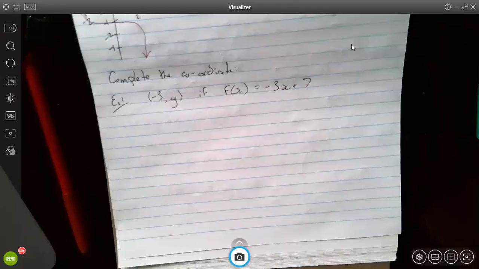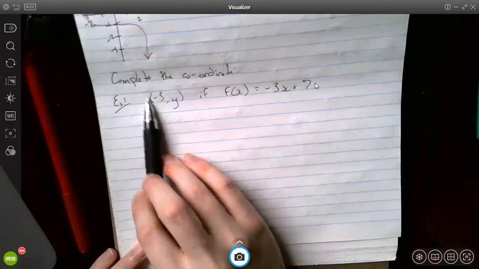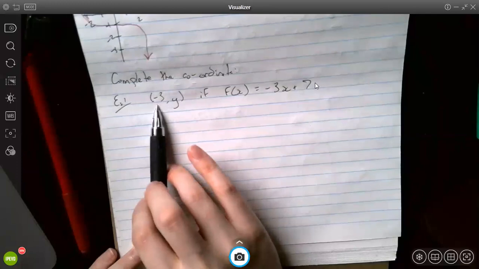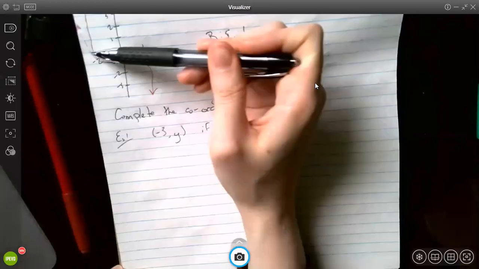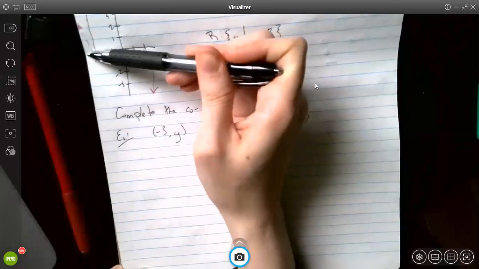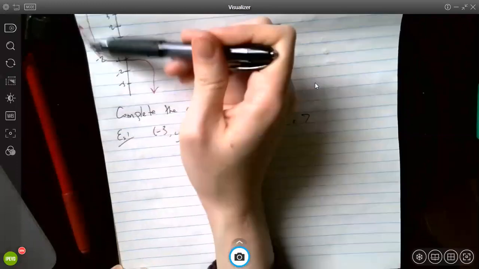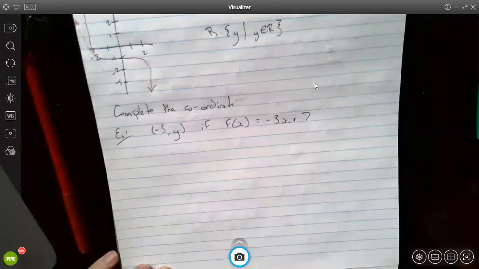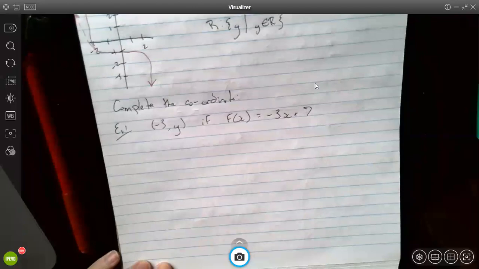Okay, so the next thing that we have to do is something called complete the coordinate. Essentially, you'll be given an XY coordinate where you know either your X or Y value and you don't know the other one. Now, if I had a graph to go along with this, I would just read it right off the graph. I would find -3 on the X-axis and go up to find where that line hits the Y-axis. So it's very easy to just read that off of a graph. But if you don't have a graph and are given an equation instead, you can still solve it like that.